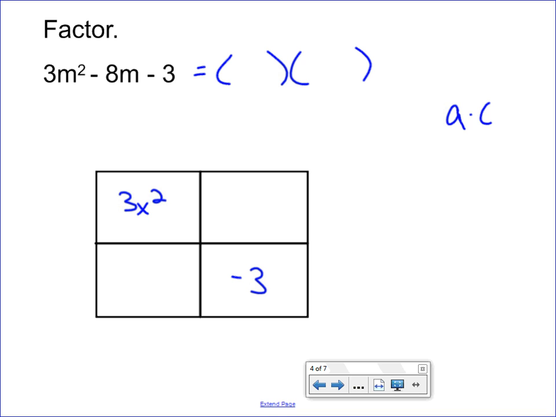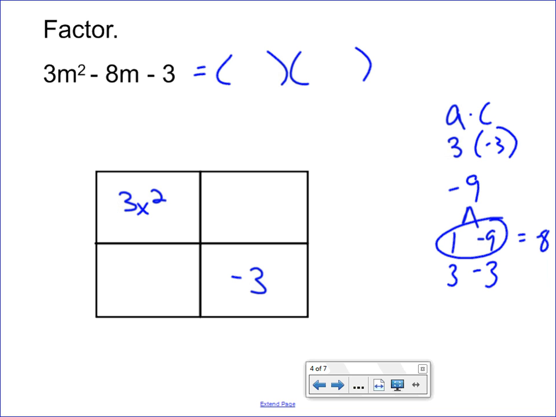I've got to do my AC. So my A is a 3, my C is a negative 3. If I multiply those, I get a negative 9. And again, I'm looking for factors of negative 9 that add up to a negative 8. So I've got a 1 and a negative 9. I've got a 3 and a negative 3. If I add the first two together, I do get a negative 8. So I know that these two are the factors I'm looking for.